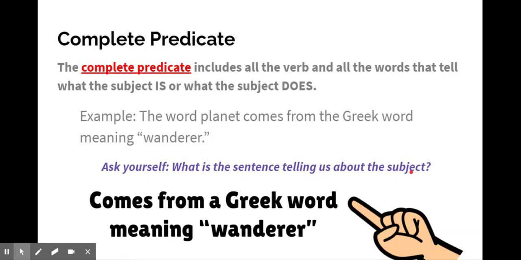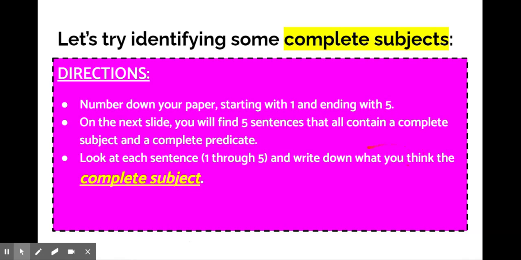It'll be everything past the subject. All right. So let's try to identify some complete subjects together. You're going to have to do some pausing on this, which is totally fine. So get your cursor ready so you can push pause on the video when I tell you.